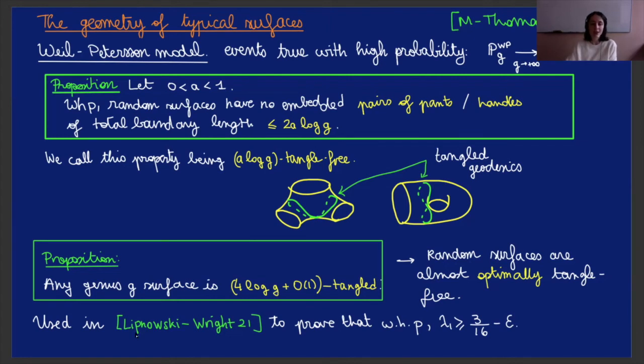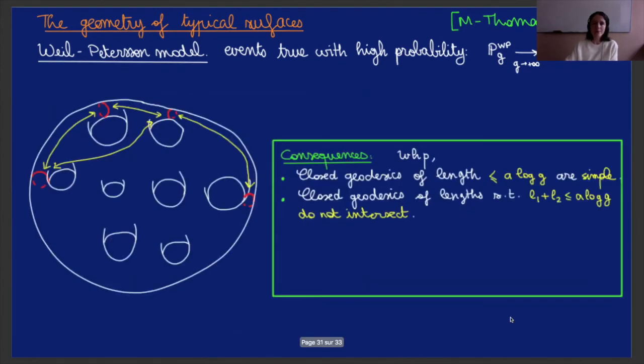And this notion is actually the probabilistic assumption they use in one, but not both, of the approaches to prove the spectral gap, 3/16 minus epsilon. The tangle-free assumption has consequences. So you can prove, using this notion, that closed geodesics of length smaller than a log g are simple.